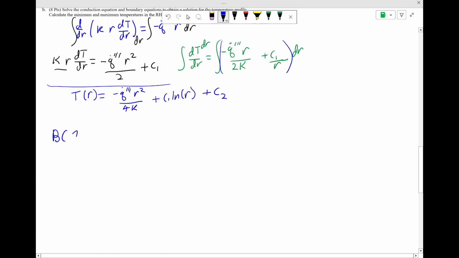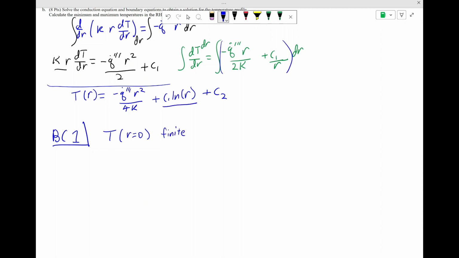Okay, so now we can apply our boundary conditions here. So BC1 is that our temperature is bounded at R equals 0. So T of R equals 0 is finite. And that can only work if this term here, C1 natural log of R, is finite at R equals 0. So for this to work, C1 has to be 0, otherwise you'd have natural log of 0 or a negative infinity in your solution. So we can conclude that C1 has to be equal to 0.